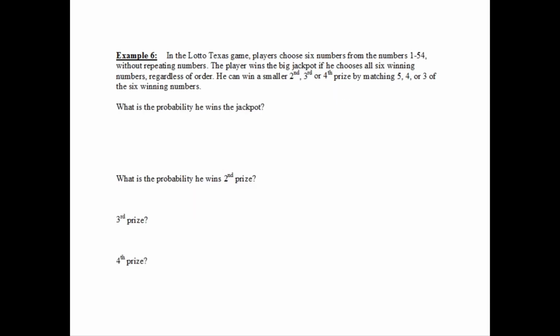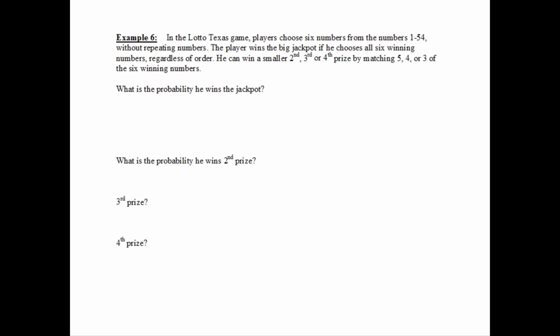Let's do one more example. The Lotto Texas game, which I have heard it described as a tax on people who cannot do math. Let's do this example and decide whether you agree. Players choose 6 numbers from the numbers 1 to 54. They don't repeat the numbers. If the player chooses all 6 winning numbers, regardless of order, he wins the big jackpot. And there are smaller prizes for matching 5, 4, or 3 of the 6 winning numbers.